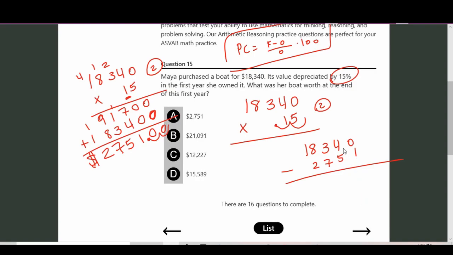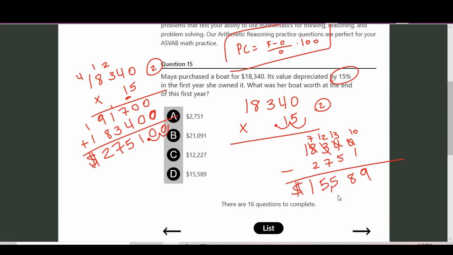0 minus 1 we can't do. We have to borrow. This becomes 3. This becomes 10. 10 minus 1 is 9. 3 minus 5 we can't do. We have to borrow. This becomes 2. This becomes 13. 13 minus 5 is going to be 5, 6, 7, 8. 2 minus 7 we can't do. We have to borrow. This becomes 7. This becomes 12. 7, 8, 9, 10, 11, 12. So this is 5. 7 minus 2 is 5. 1 minus nothing is 1.